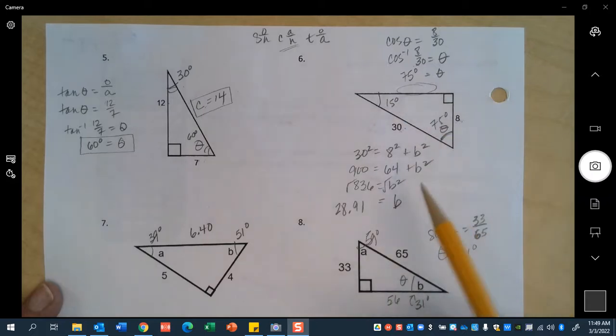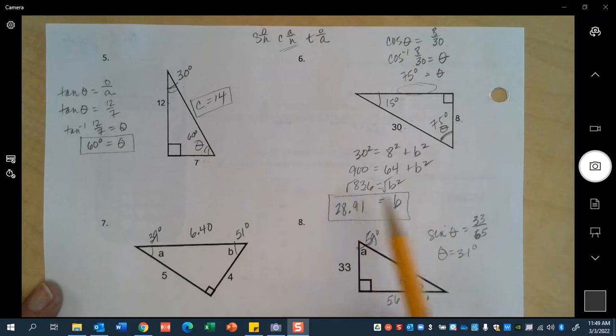And at this point, solving for my long leg is my choice. I can use Pythagoras. I can use more trig ratios. I can do whatever I want. I've got a couple different options for me to get that measure of angle B.